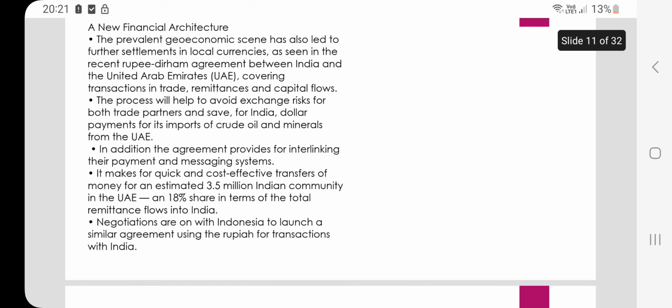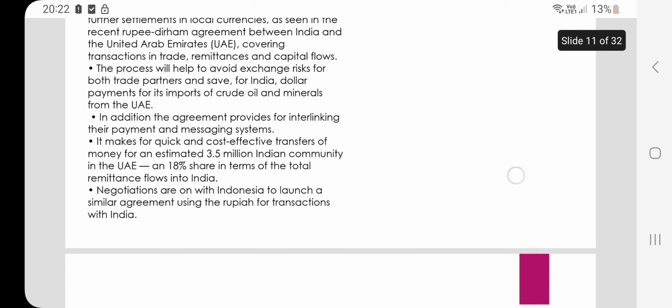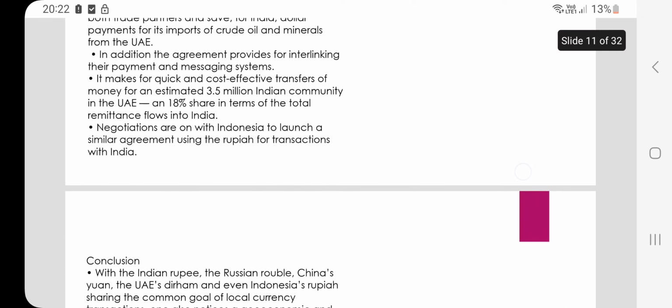In addition, the agreement provides for interlinking their payment and messaging systems. It makes for quick and cost-effective transfer of money for an estimated 3.5 million Indian community in UAE, with an 18% share in terms of total remittance flow into India. Negotiations are on with Indonesia to launch similar agreements using the rupiah for transactions with India.